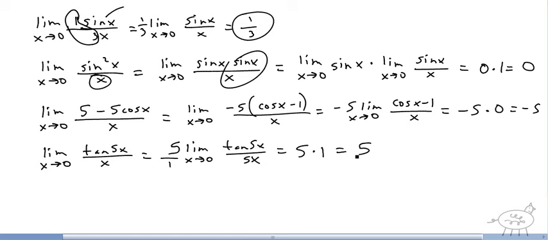Okay, so that's basically the ones with sine, cosine, and tangent. Let's do some other algebraic ones. If I have the limit as x approaches 0 of the square root of x plus 7 minus the square root of 7, over x, well, again, you cannot just do this problem with direct substitution because you have a denominator of 0.